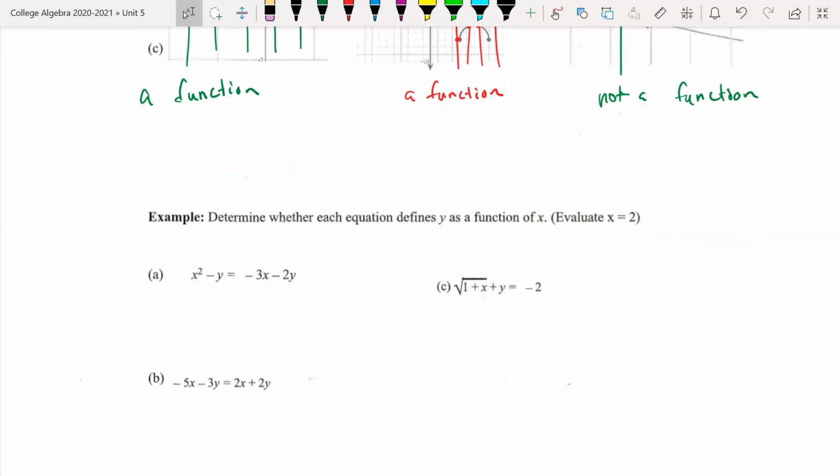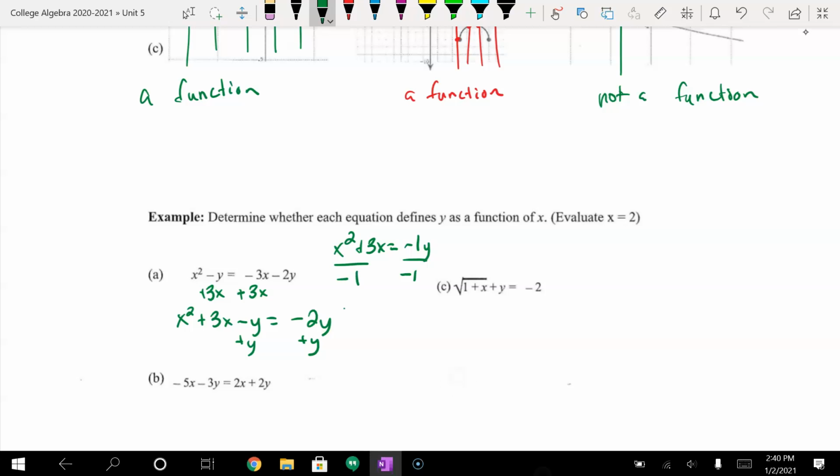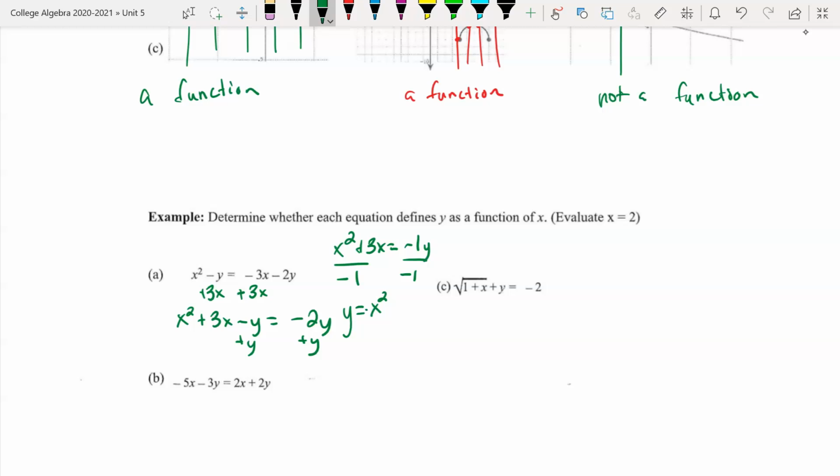Another thing says determine whether each equation defines y as a function of x. All you're doing here is solving for y. So I'm going to get y by itself and solve for it. In order to do that, I'm going to add 3x. So I'm going to have x squared plus 3x minus y equals -2y. And then I'm going to add y. So that's going to become x squared plus 3x equals negative 1y, and then I'm going to divide everything by negative 1 to get y by itself. So my final answer is y equals negative x squared minus 3x.